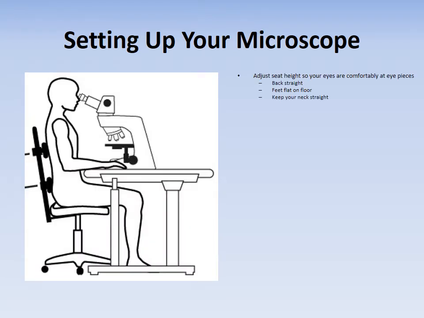So the first suggestion here: make sure that you adjust the seat height so that your eyes are comfortably at the eyepieces. You don't want to be straining your neck, stretching it forward or up to look through the eyepieces. You don't want to have to scrunch down. You don't want your back to be bent over. You want to be able to have your back straight, feet flat on the floor, keep your neck straight and look through.